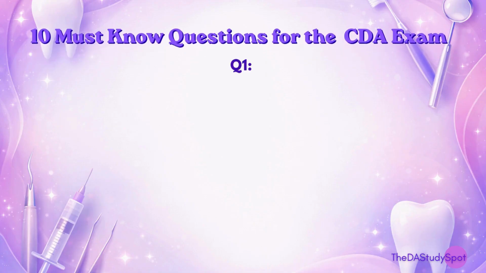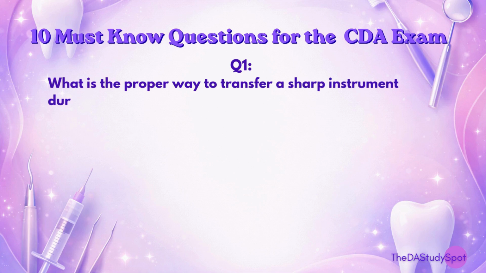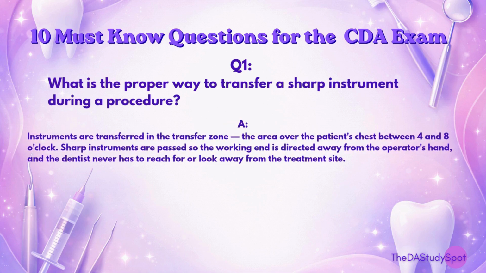Run it! Question 1. What is the proper way to transfer a sharp instrument during a procedure? The answer, the transfer zone, which is the area over the patient's chest between 4 and 8 o'clock. Sharp instruments are passed so the working end is directed away from the operator's hand and the dentist never has to reach or look away from the treatment site.